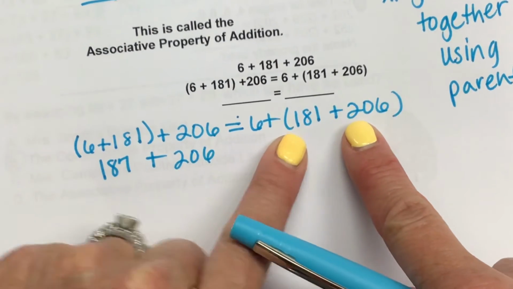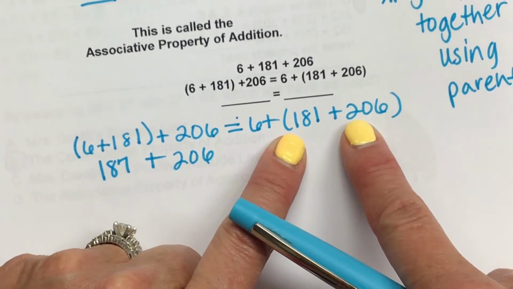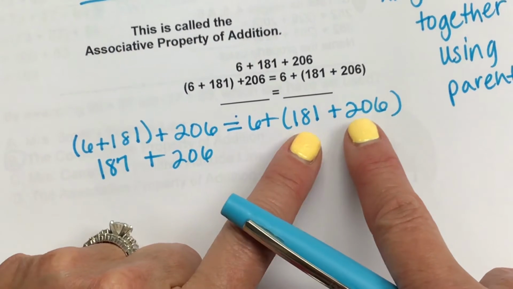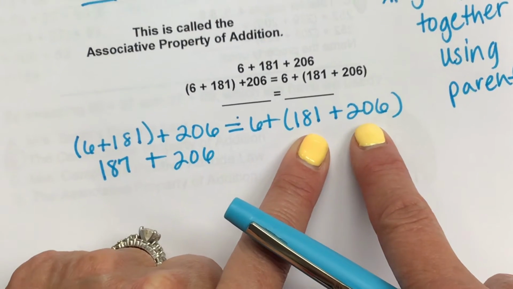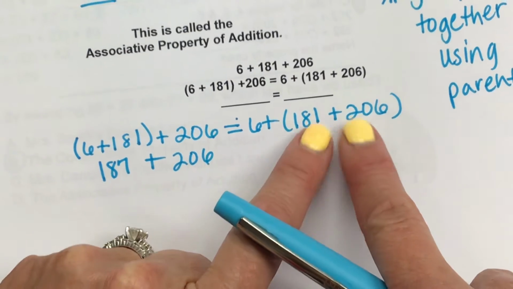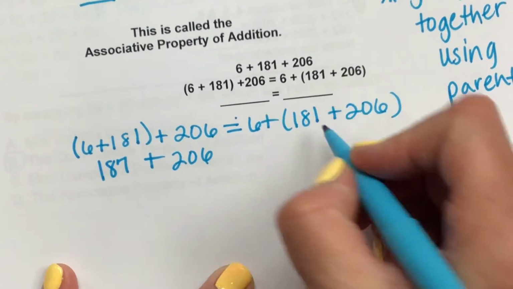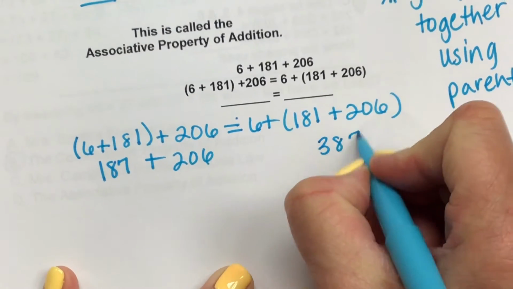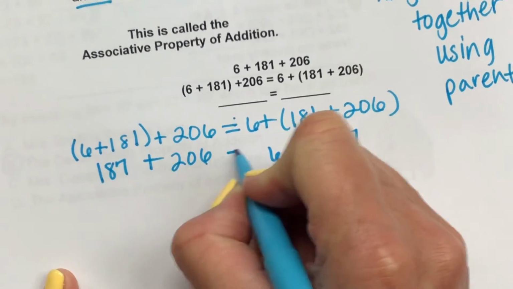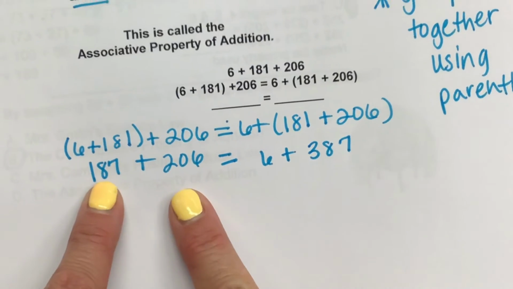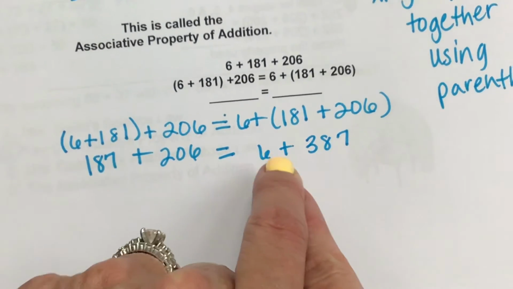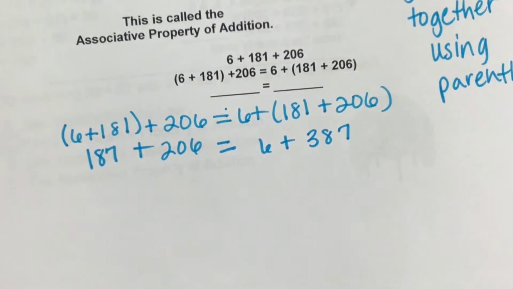Let's just break it apart. What's 100 plus 200? 300. 80 plus 0. 80. So it's 380. 1 plus 6. 7. So 387. So now we have 187 plus 206 is equal to 6 plus 387.